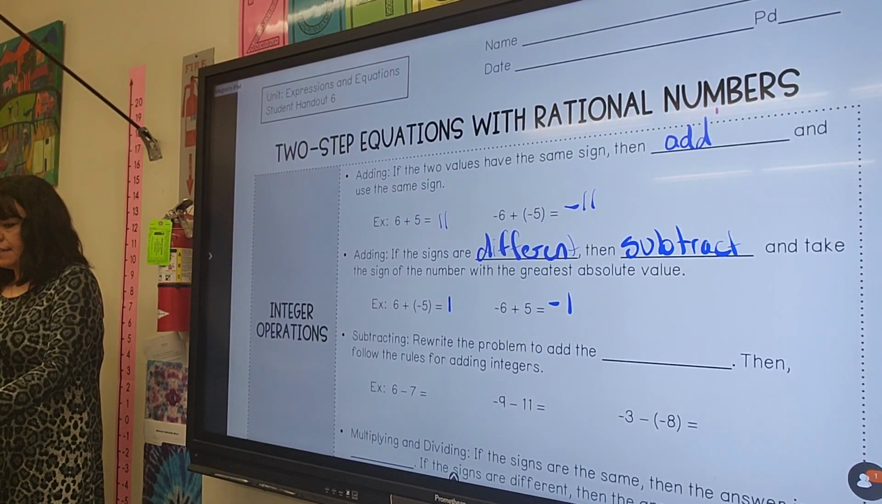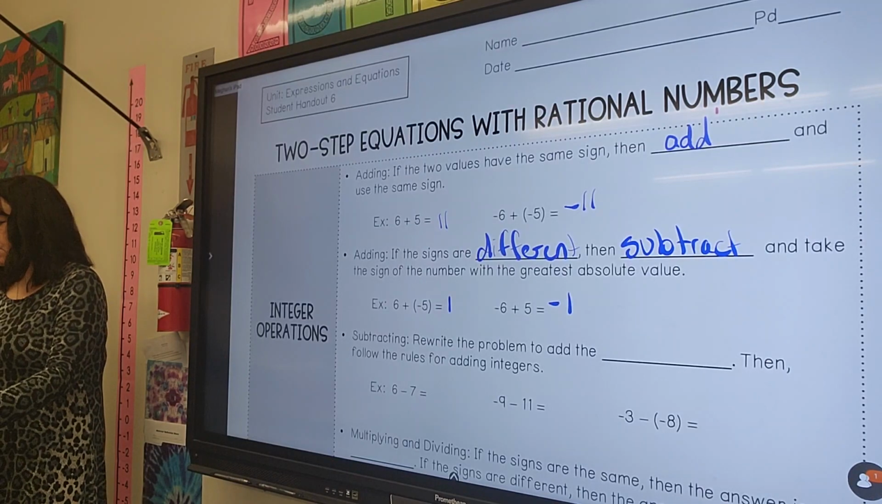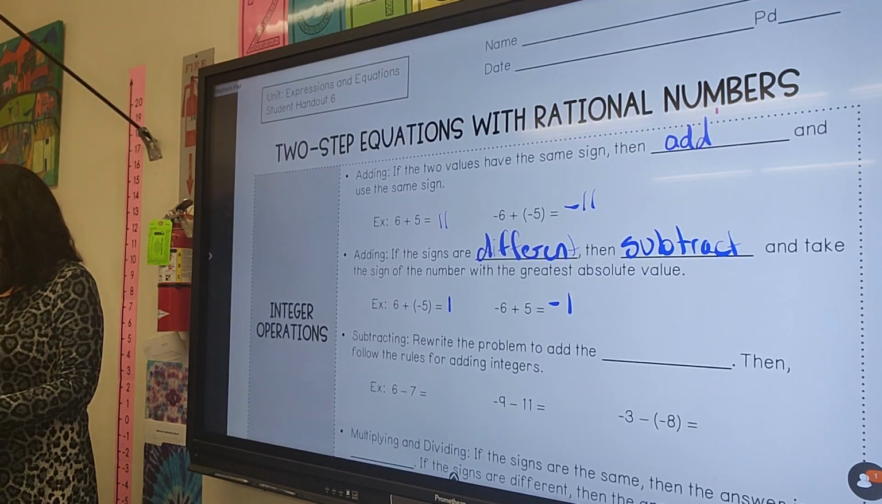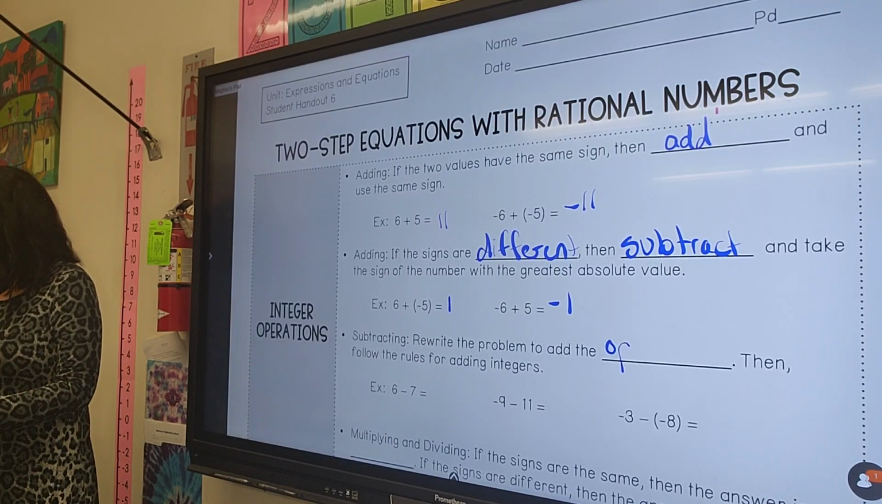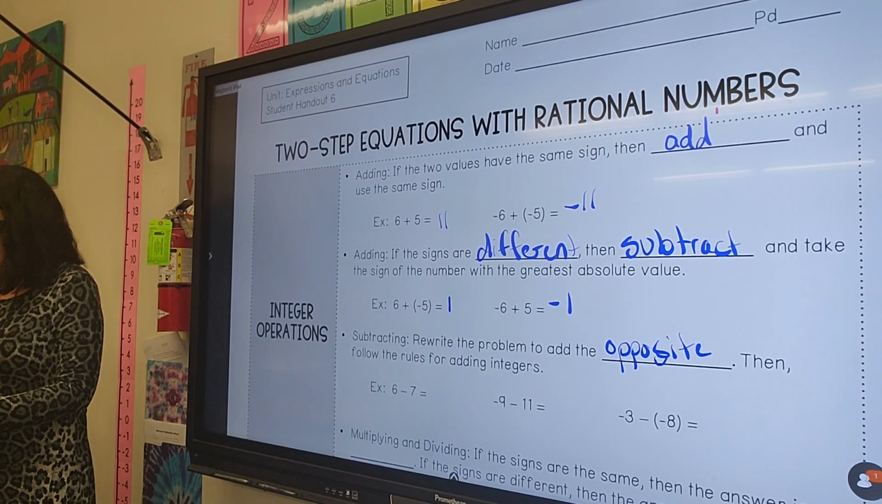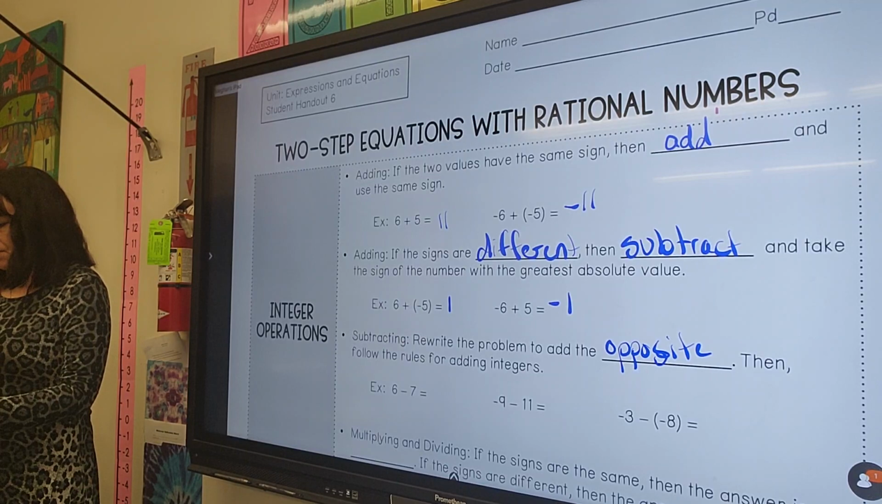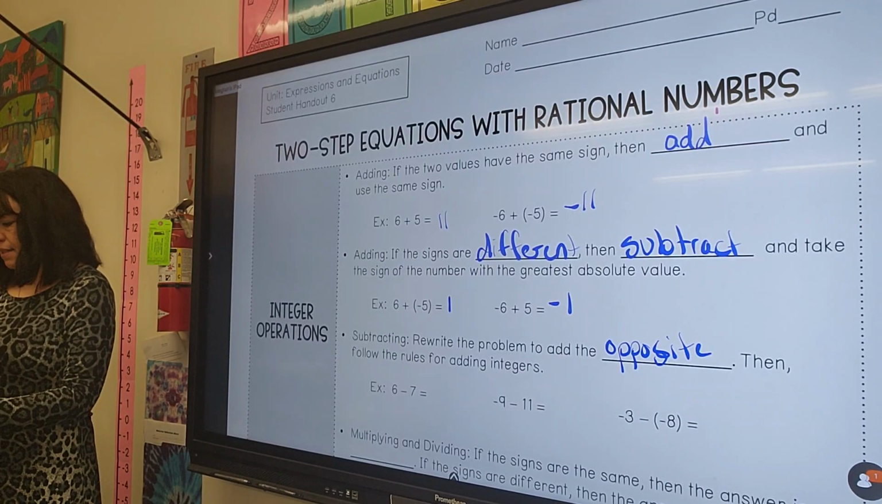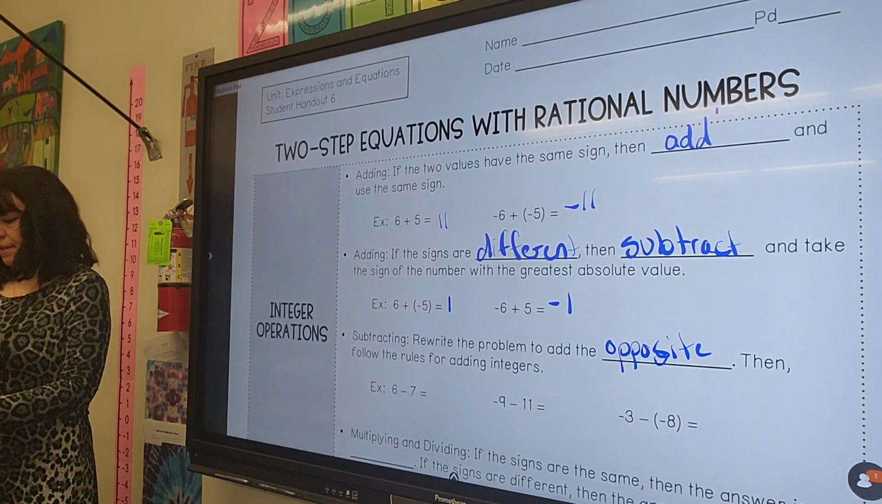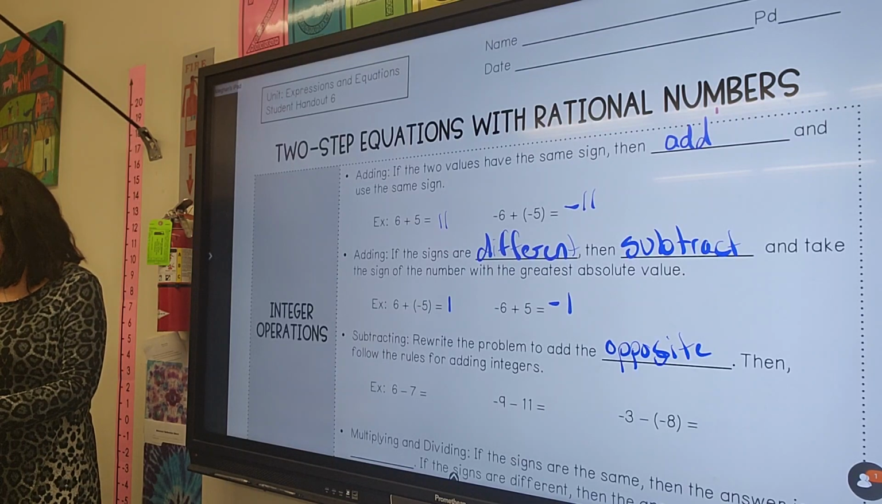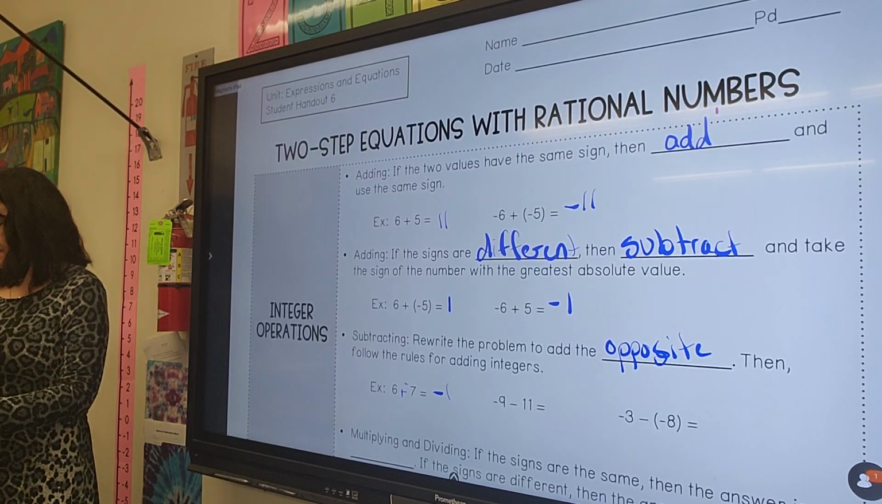So now subtracting. When we subtract, we rewrite the problem to add the opposite. Subtracting was always the trickiest, it seems. And then you follow the rules for adding. So 6 minus 7 is negative 1. If we added the opposite, we would say 6 plus negative 7. Well, how's it negative 1?